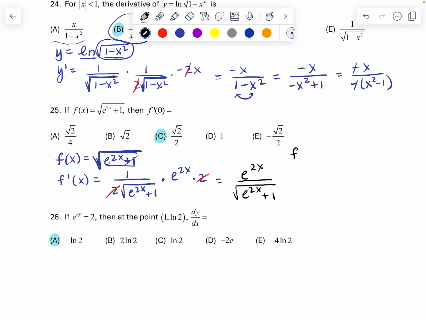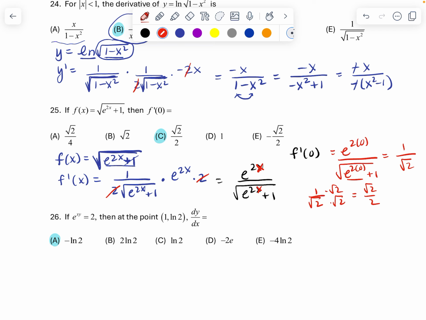I need to find f prime of 0, which means I need to replace all of these x's here with a big fat 0. So that's going to give me e to the 2 times 0 all over the square root of e to the 2 times 0 plus 1. So e to the 0 is 1, e to the 0 is 1, 1 plus 1 is 2, over square root of 2. Now again, I don't see my answer in here, okay? What did they do? Well, 1 over square root of 2, if you rationalize it, this is algebra 2 coming back to haunt you. This is going to be square root of 2 over 2, which is C.